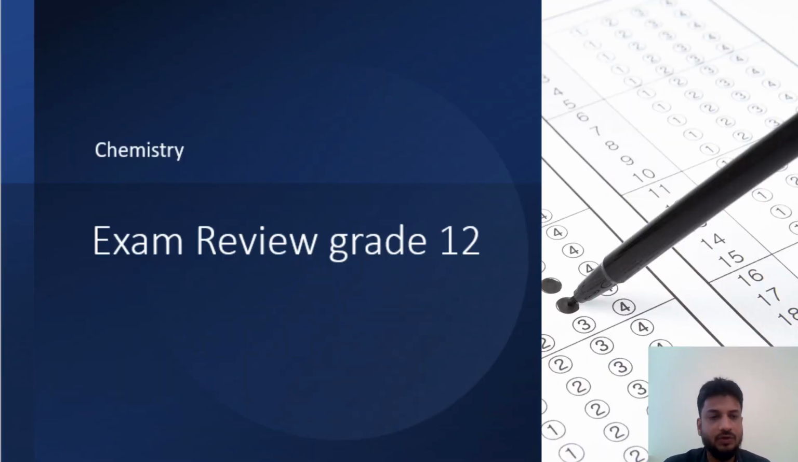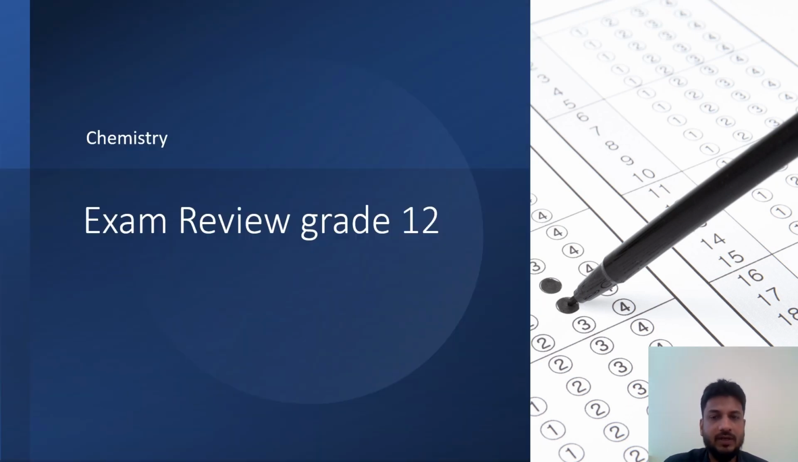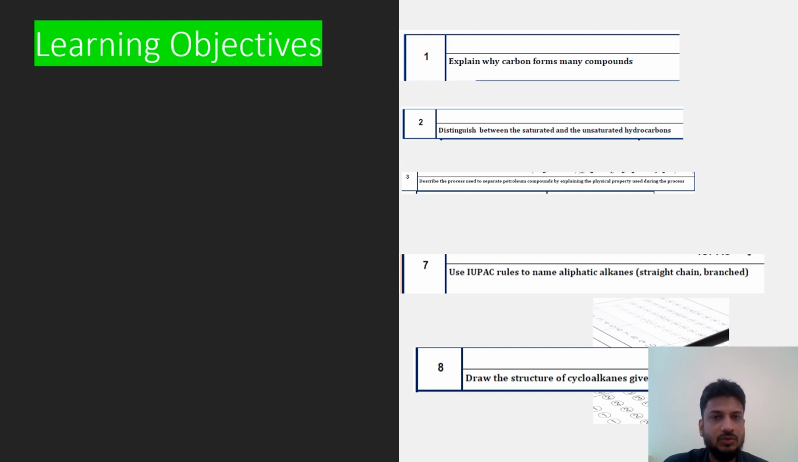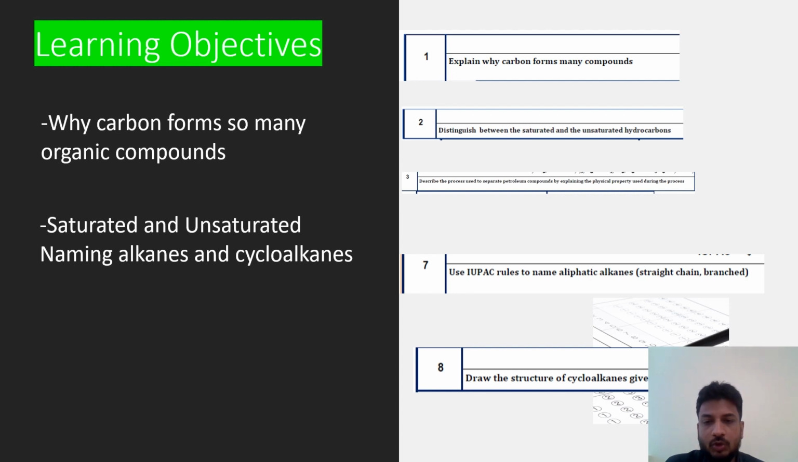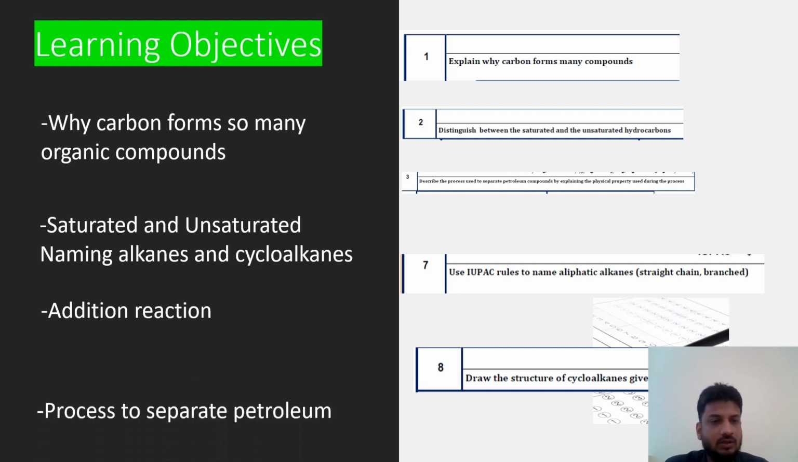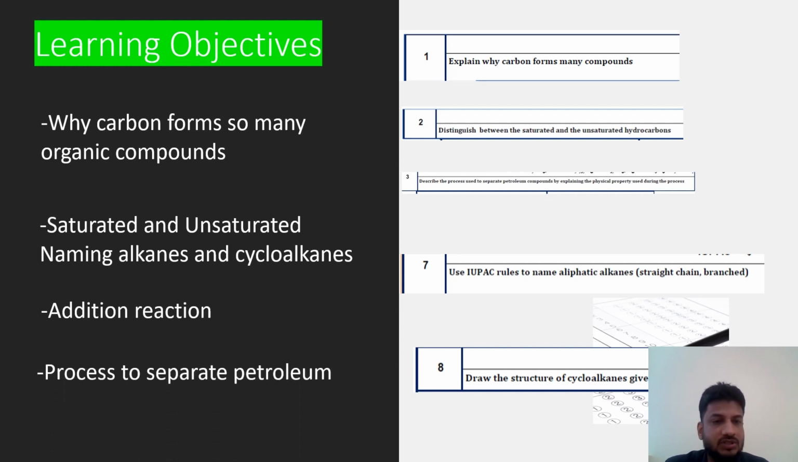All right, students, so let's quickly continue with the learning objectives for review today and the revision for term end exams. So these are the learning objectives for our review. Number one, why carbon forms so many organic compounds. Number two, what are saturated and unsaturated hydrocarbons and how do we name simple alkanes and cycloalkanes. Number three, what is an addition reaction? And number four, the process to separate petroleum.